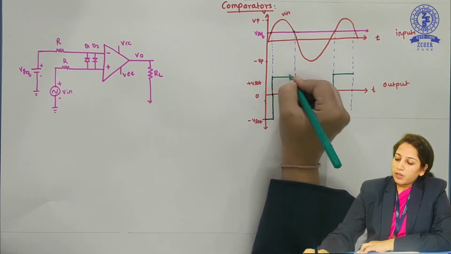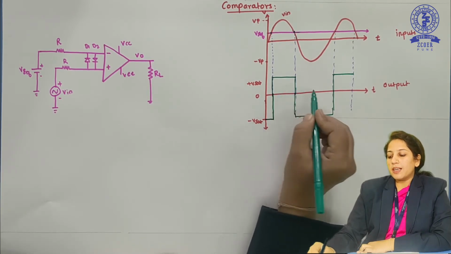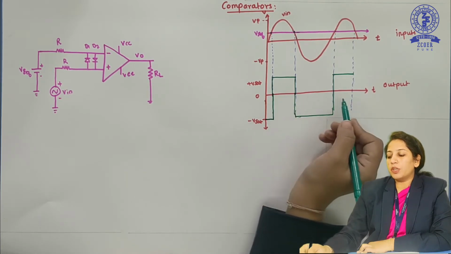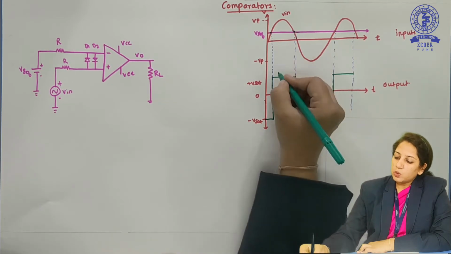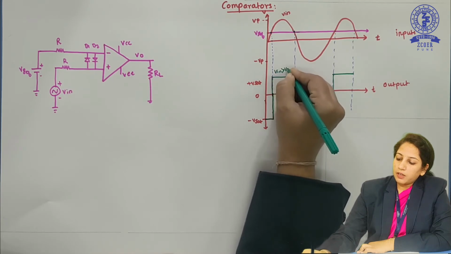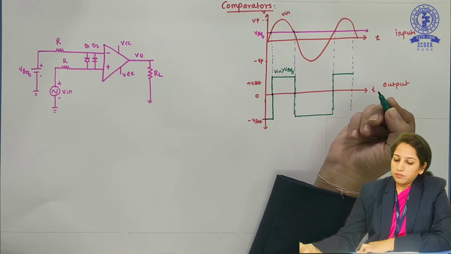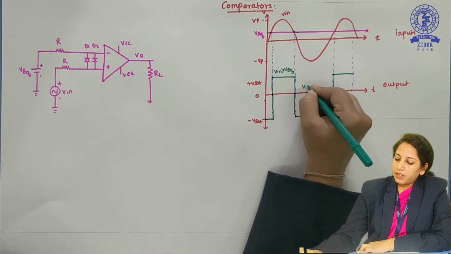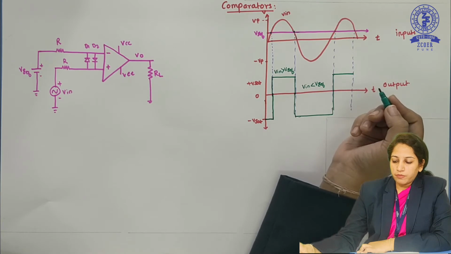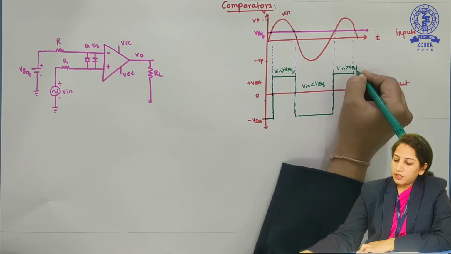So here, if you observe, the width of the positive square wave is less than the width of the negative square wave. That means the width will go on changing. So for this time period, my V in was greater than V reference voltage. And for this time period my V in was less than V reference voltage. Again here also my V in was greater than V reference voltage.